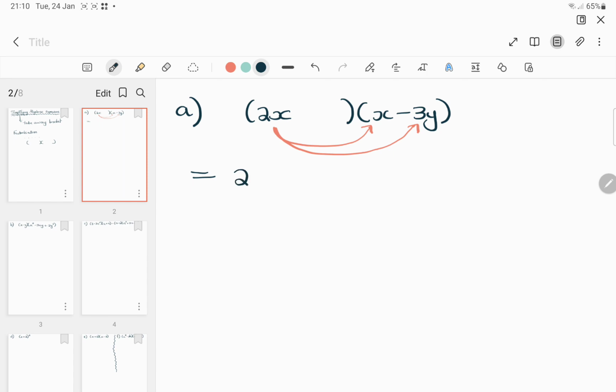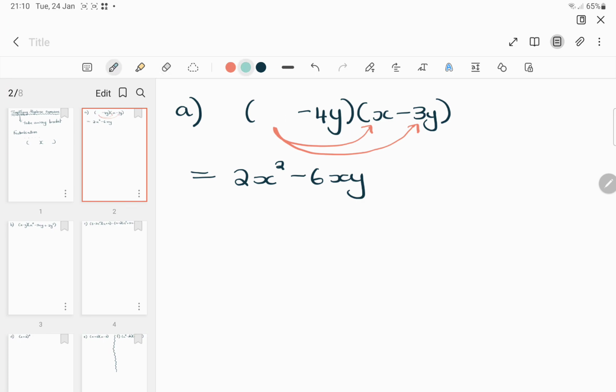So it's going to be 2x times x gives you 2x squared. A positive times a negative gives you a negative. And 2 times 3 is 6. x times y is xy. Now I'm going to bring back that negative 4y, and then you're going to close up the 2x over there.